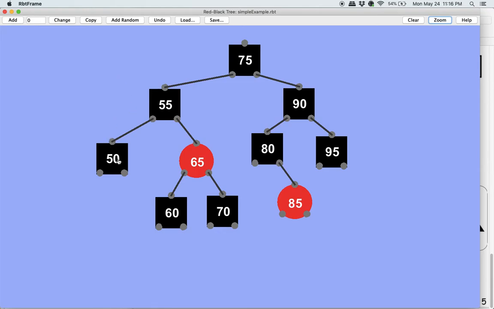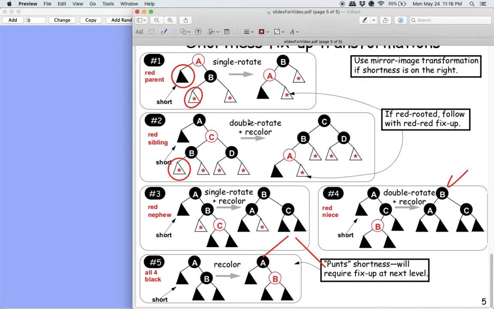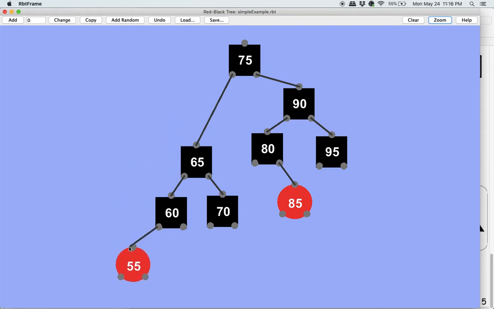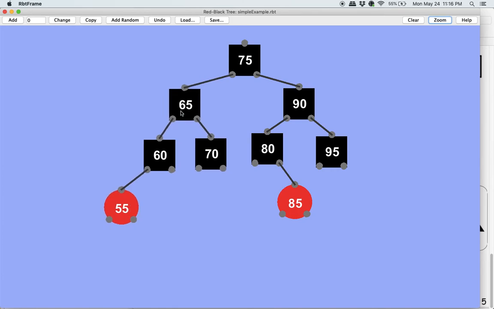Here we have 50 we're going to delete. Well, here we have a shortness coming up here. Parent is black, but sibling is red. That is transformation number 2, which we basically take the root, drop it down a couple levels, do the color swap. So color swap and double drop. So these two guys swap colors. This becomes the new root. And this guy drops down 2 levels and is sitting right there. And there we go, another valid red-black tree.